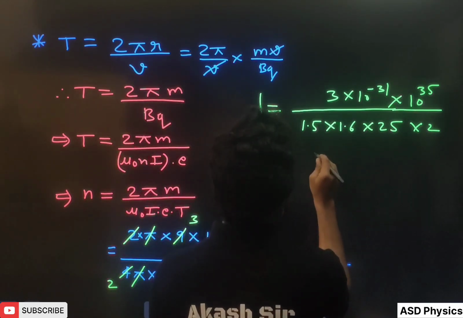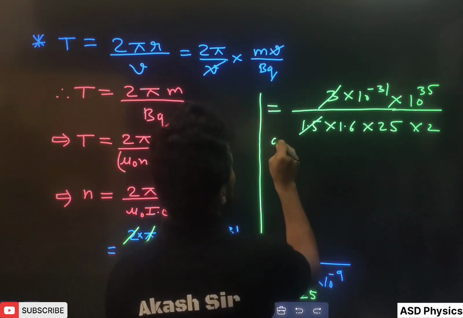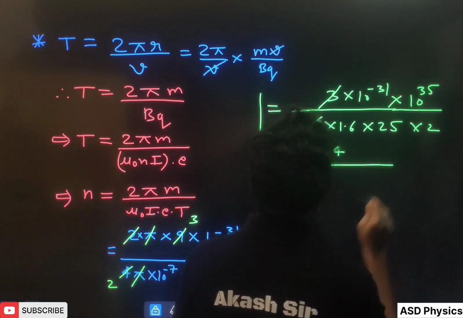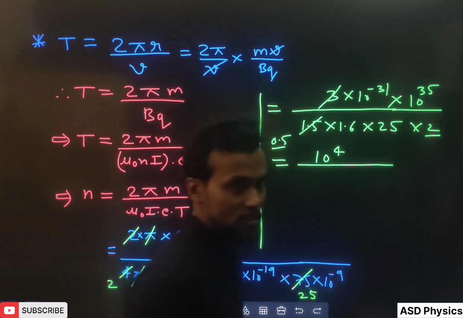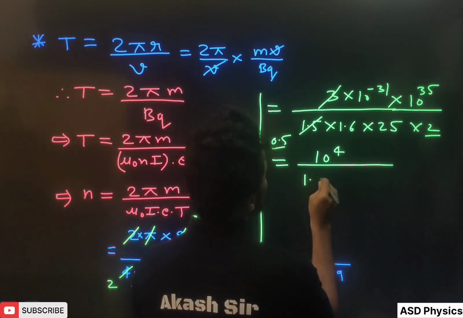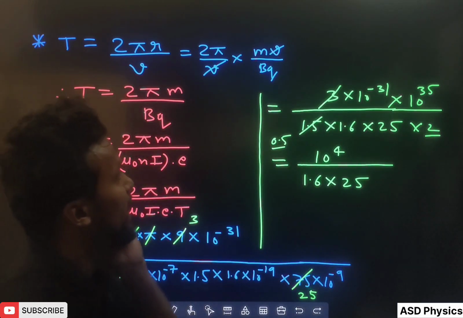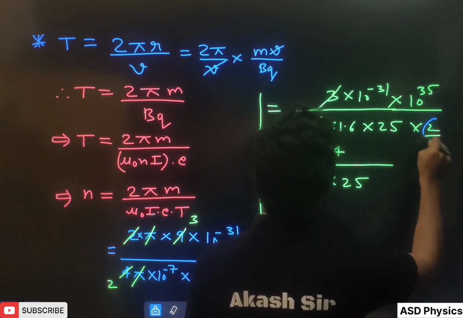So what can we write here, 3 and 1.5. When I solve here, you know 3 5s are 15. So it will come 0.5 anyhow. So we can write 10 to the power 4 by, here 0.5 into 2, how much? 2 into 0.5 is 1. That means it will come 1.6 into 25 here, correct? And 2 into 0.5 has become 1.